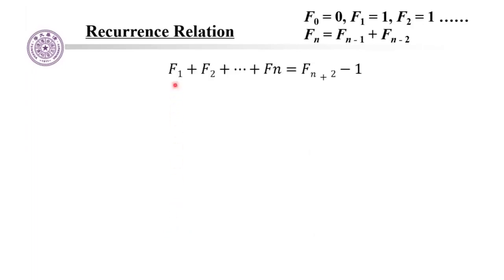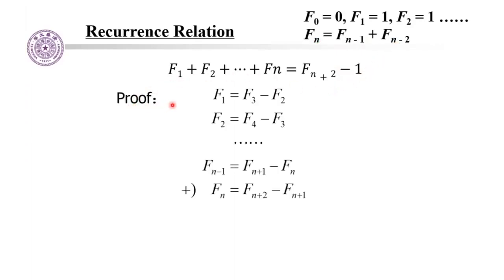Then let's continue. Let's look at such an identity: f1 plus f2 until fn is equal to fn plus 2 minus 1. We could see that the sum of the first n Fibonacci numbers is equal to fn plus 2 minus 1. With the experience we just gained, we know that we could write any Fibonacci number as the difference of two Fibonacci numbers. With such an idea, for instance f1 could be written as f3 minus f2, f2 is f4 minus f3, and so forth, fn equals fn plus 2 minus fn plus 1.